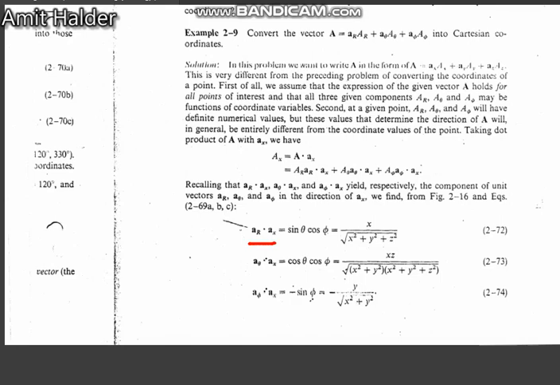That is the equations. Ar dot ax means sine theta cos phi, as we know if we convert the Cartesian coordinate to spherical coordinate, r sine theta cos phi. So ar dot ax will be sine theta cos phi. A theta dot ax will be cos theta cos phi, and a phi dot ax will be minus sine phi. These are the Cartesian coordinate conversions.